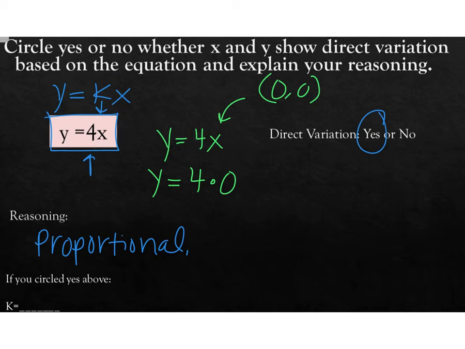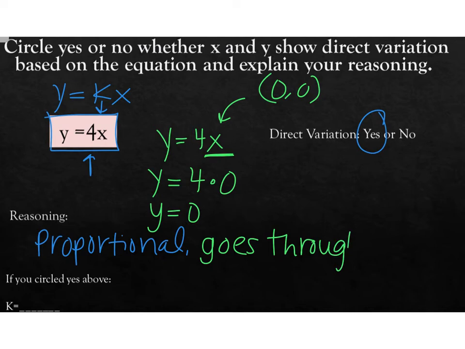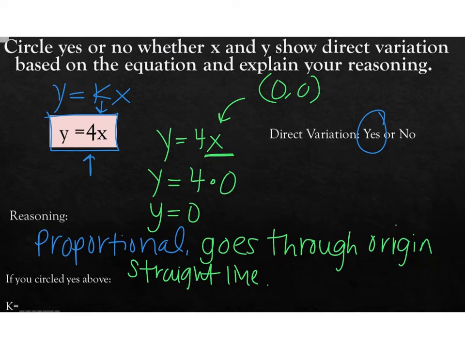If I plug in a 0 for x, I end up getting y equals 0. So when my x is 0, my y is also 0. So this will go through the origin. And this will also graph in a straight line. So you could start plugging in different values for x to figure out what your y is, and you could plot those points, and it will be a straight line. Okay, and it's also because it's proportional, it's going to be a straight line.